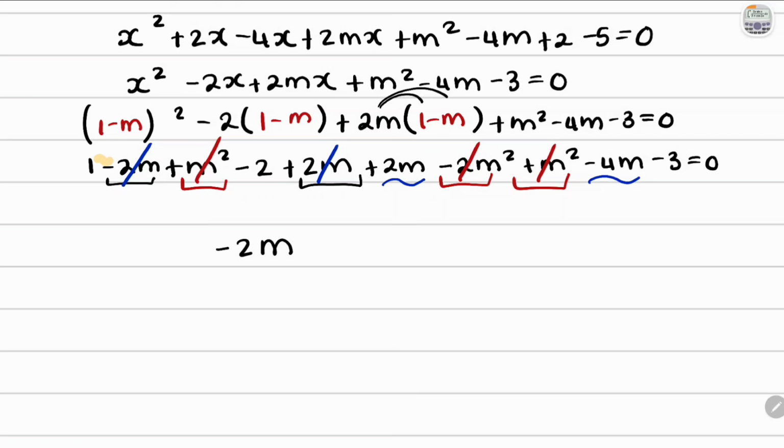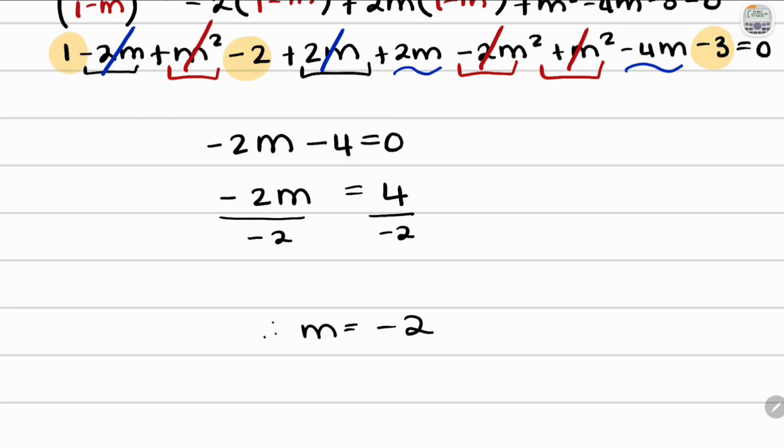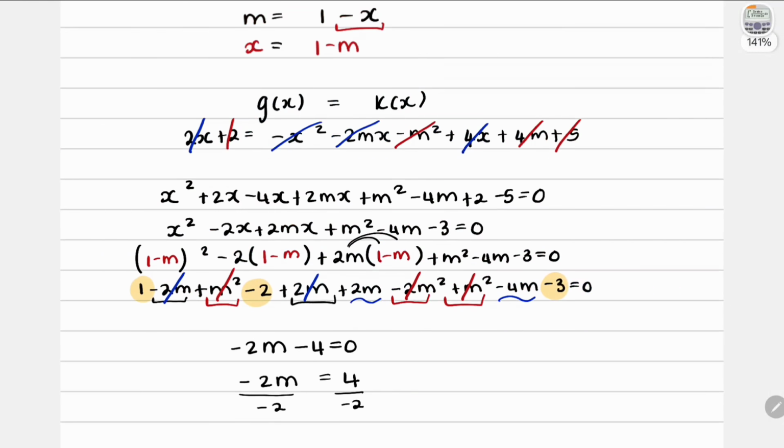And now let's just deal with all our constants. We have a 1, minus 2, and then a negative 3. 1 minus 2 is negative 1. Negative 1 minus 3 is negative 4. Okay, so we have negative 2m minus 4 is equal to 0. And then we can take that negative 4 over, then divide both sides by negative 2, and therefore m is equal to negative 2. There's our value for m.